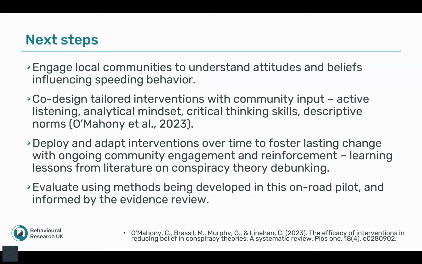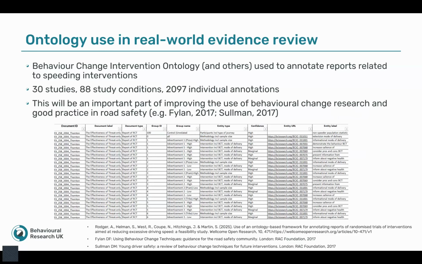Next slide, please. And I'll just finish by talking about the literature review. So this is the ontological evidence review that we did. That's just a few details about that piece of work. 30 studies with speeding interventions. These are interventions that are designed to change motivations and capabilities around speeding. And we looked at over 2,000 individual annotations in the end in those 30 studies.